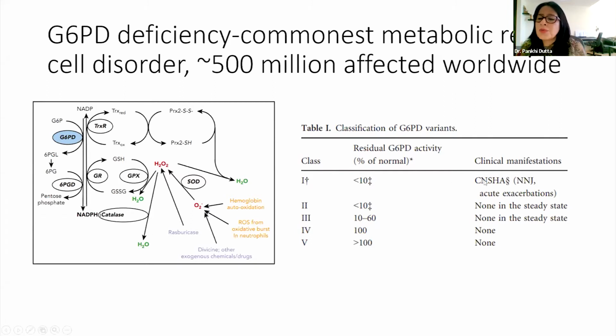And in class 1, a person, even without being exposed to any known oxidizing substances, can have a chronic non-spherocytic hemolytic anemia. It's a chronic, waxing, waning, low-grade hemolysis that will continue. And definitely there will be neonatal jaundice. And in other cases of G6PD deficiency, neonatal jaundice can be prolonged, can be severe.